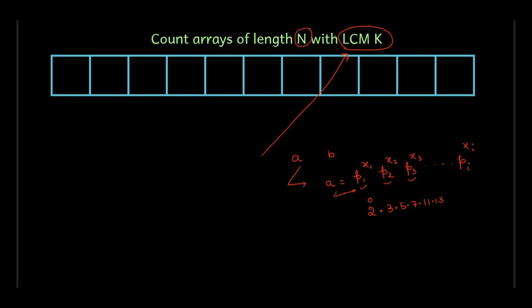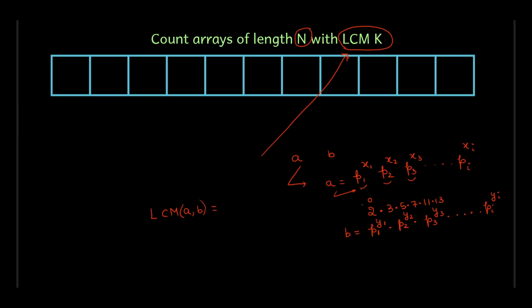So this means that a will have this form, but b will also have this form, where b will have all the pi's. So b will have something like p1 to the power y1, p2 to the power y2, p3 to the power y3, and then pi to the power yi. Now, in this prime factor notation, what is the LCM of a comma b?